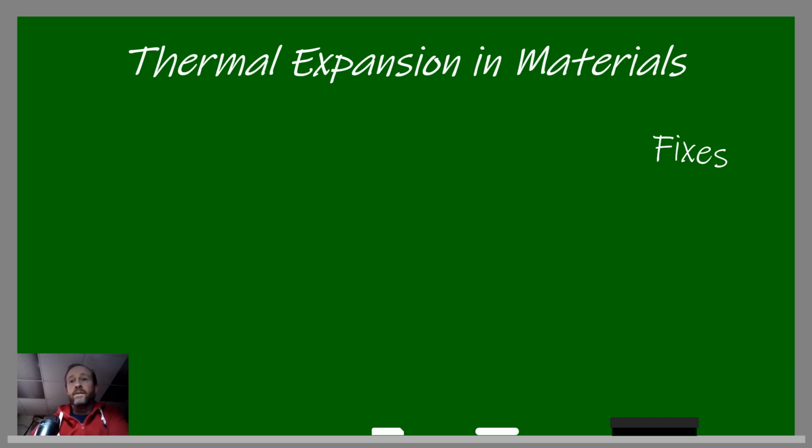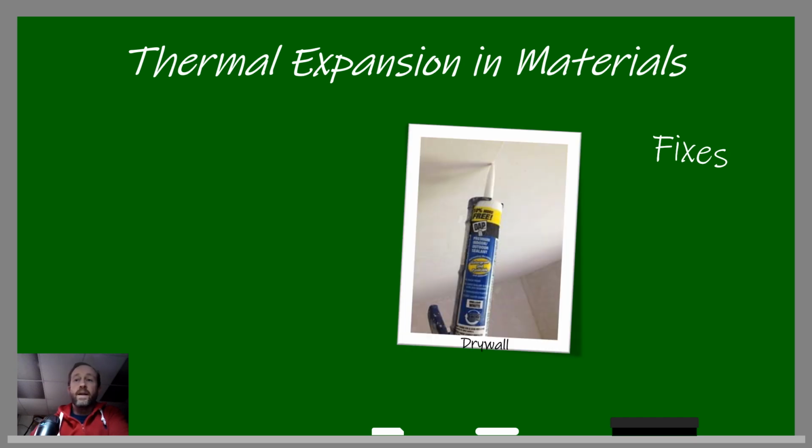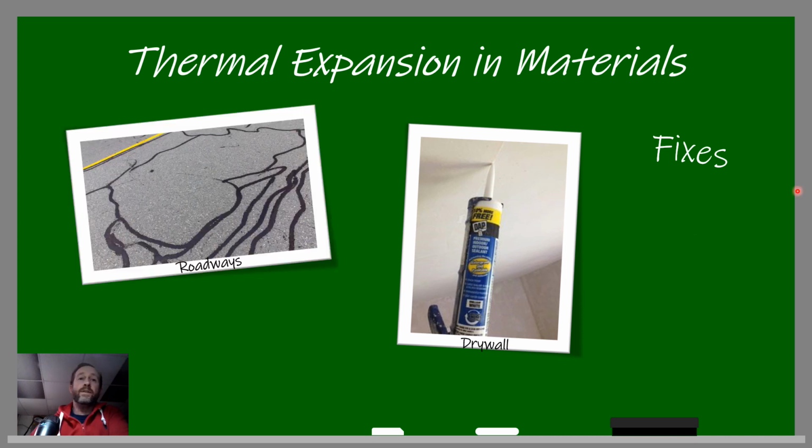So what are some fixes? Well, honestly, just put some caulk in there. If you use a high quality caulk that can expand and contract with temperature change, be flexible, you paint over the top of it, at least you won't see that dark seam of a crack. And you'll see this kind of stuff on roadways. They put these caulk strips and tar down.